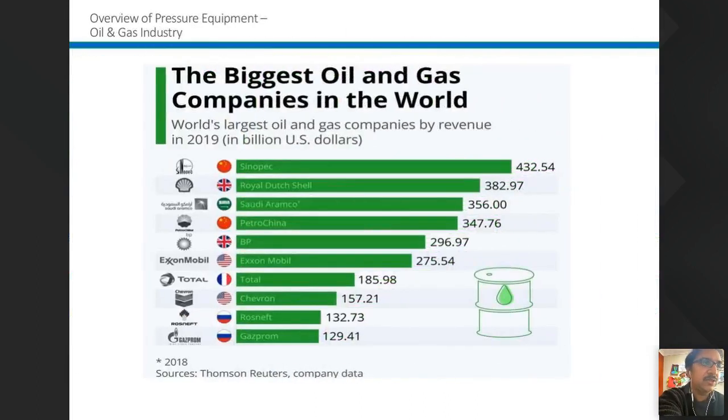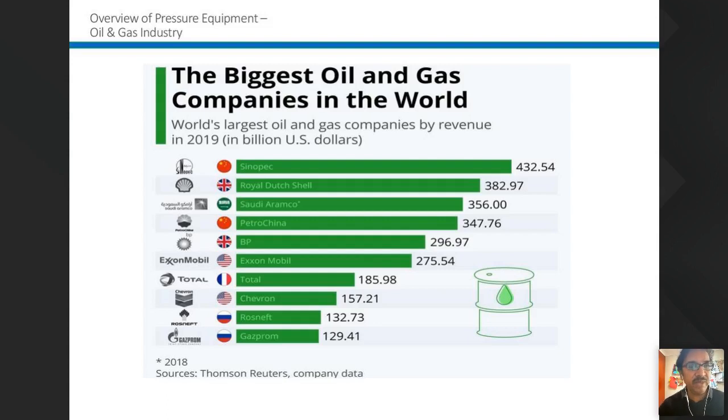Next, I want to share the biggest oil and gas companies in the world. The largest oil and gas company is a Chinese company called Sinopec. Look at their revenue: $432 billion for the year 2019. Imagine their revenue. The next is Royal Dutch, a Holland company. The list goes on.